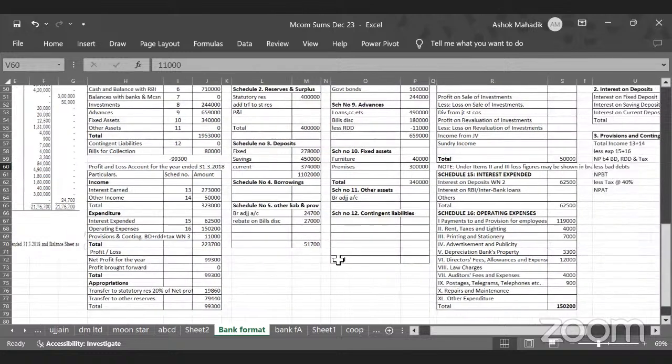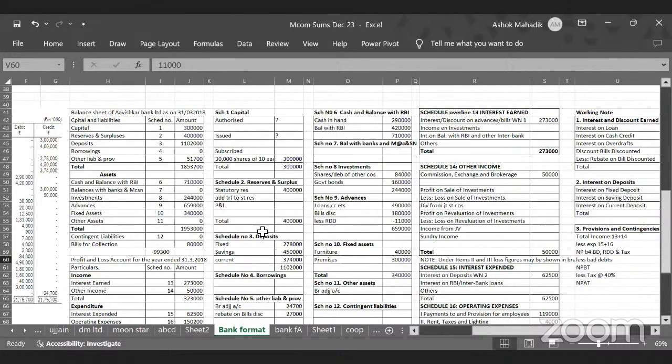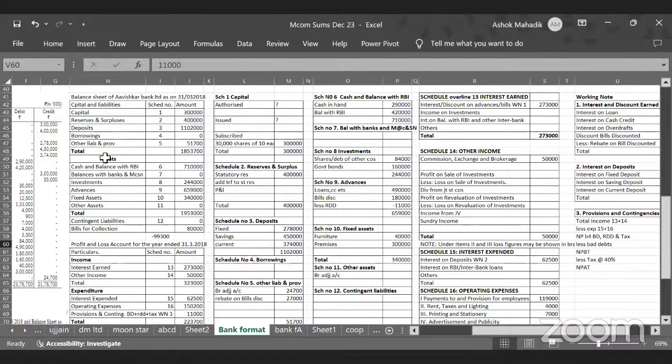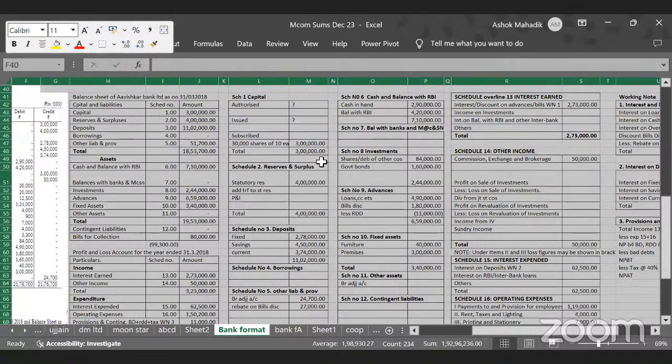Okay, so now first we have to close all the schedules. Let us see if all the totals are properly reflected. Schedule 1, I make out whether the amounts are proper or not. Okay, I now remove the extra zeros which are not properly closed. Schedule 1 capital, total 3 lakhs.